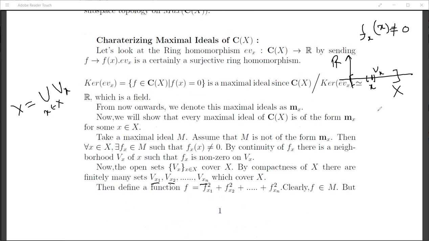So for each V_xi, basically you are having some function f_xi, so that it does not vanish on this neighborhood. And then what you do is a standard trick. You define a new function which is the sum of the squares of those f_xi's, and clearly this new f will belong to my maximal ideal.